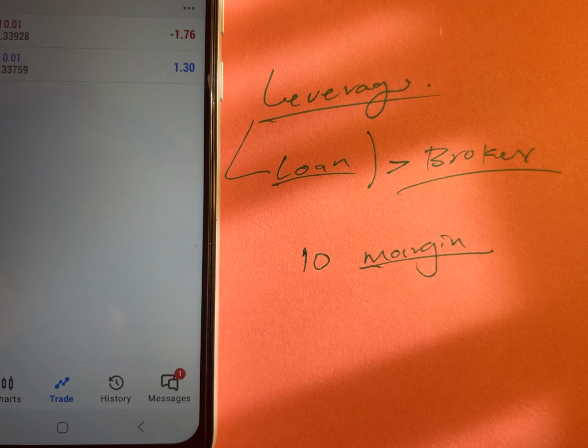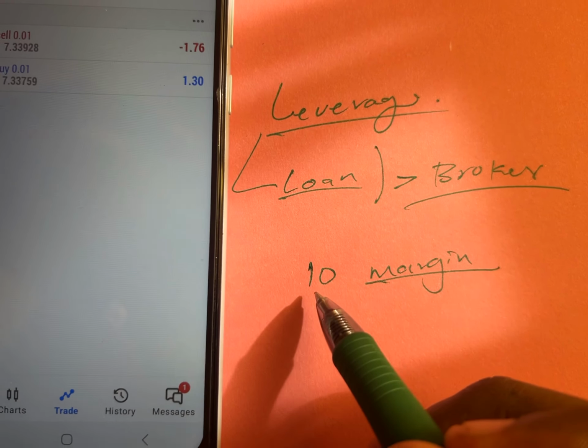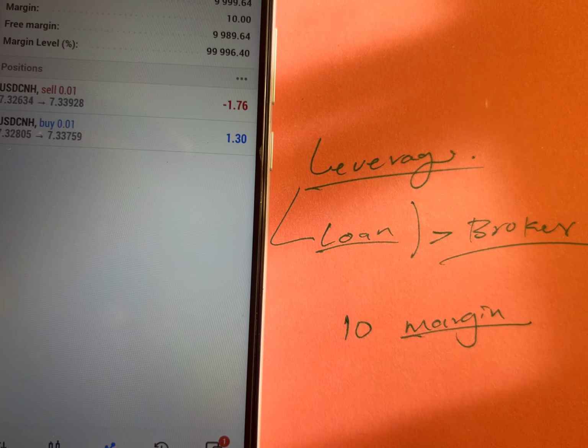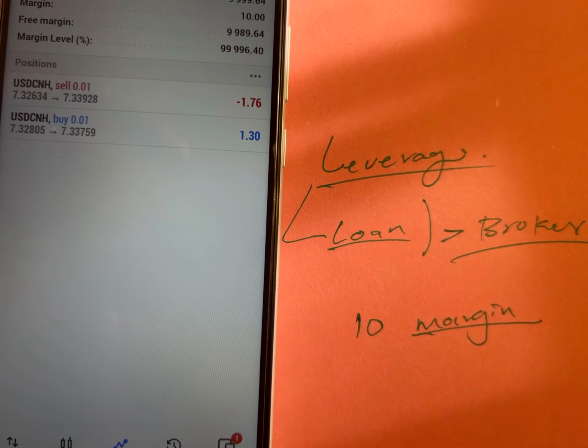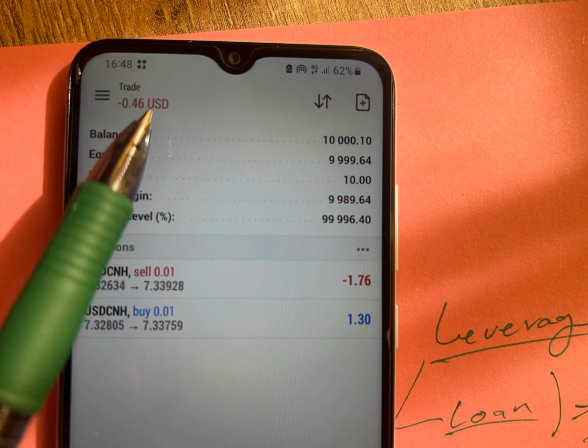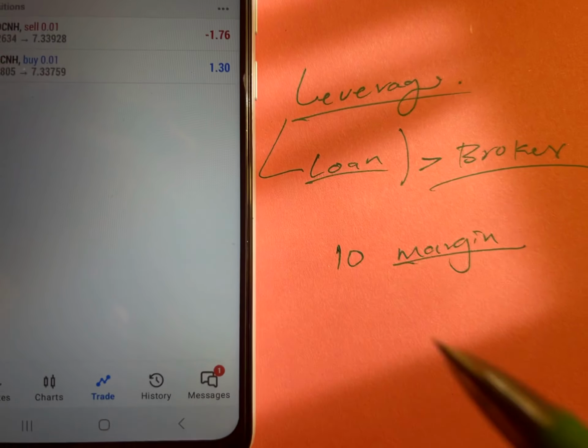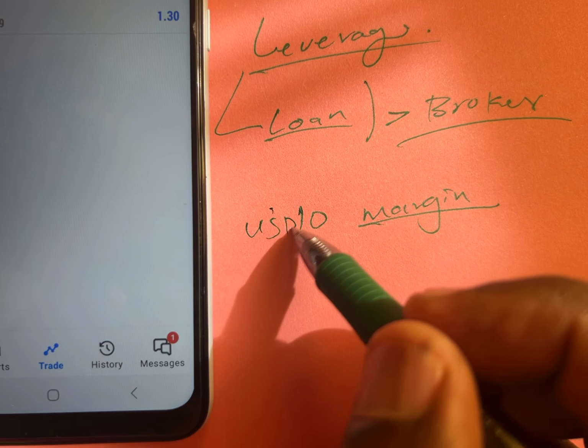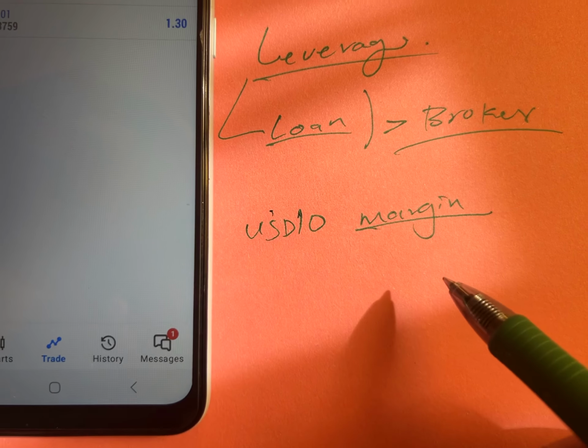Margin simply means the money needed. And this money is 10. And we have to put a currency, a base currency that we're using. So here we're using USD. So this 10 will be in USD. So this is 10 USD.